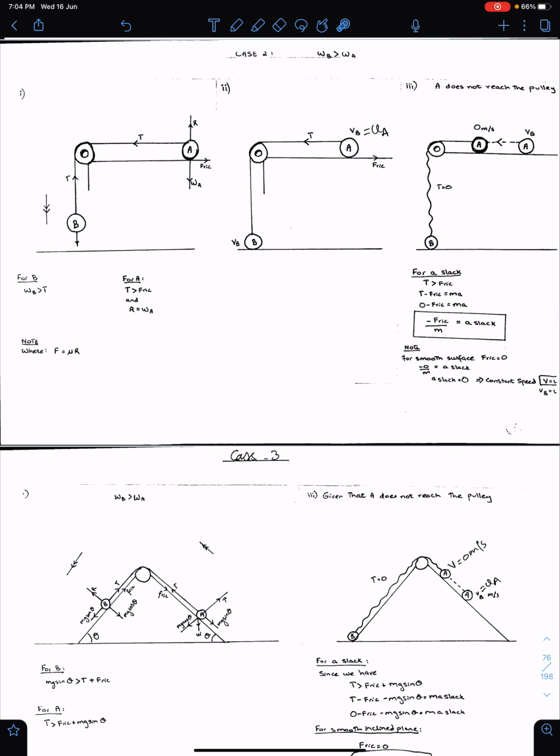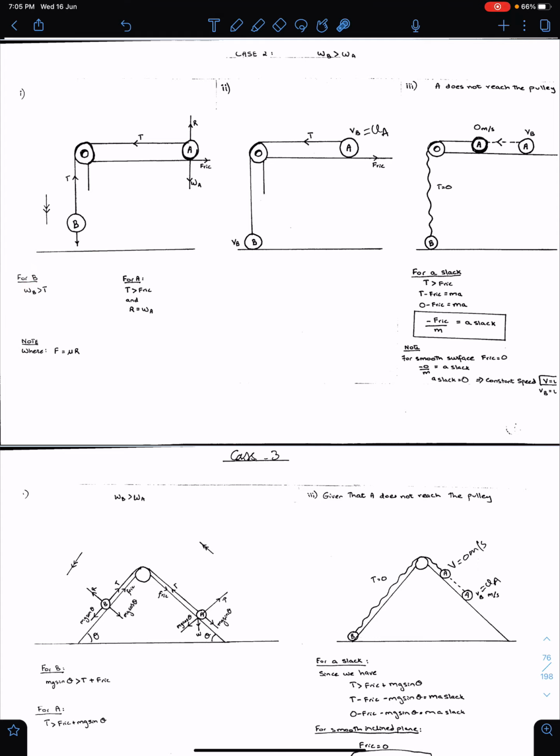Case 2. The system is in equilibrium and particles are at rest, and given that B is heavier than A. When the system is released from rest, particle B is moving vertically downward and A is moving towards the pulley. Since particle B is moving vertically downwards, the weight of B is greater than the tension, which is here. And since particle A is moving towards the pulley, the tension is greater than friction. And the normal reaction is equal to the weight of A. So we have three equations.